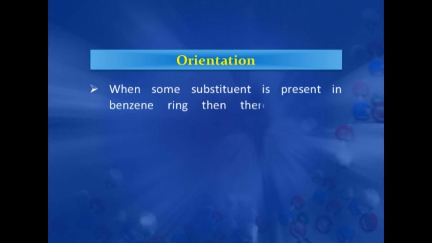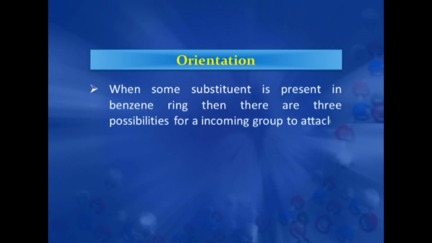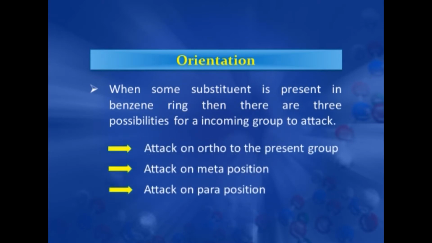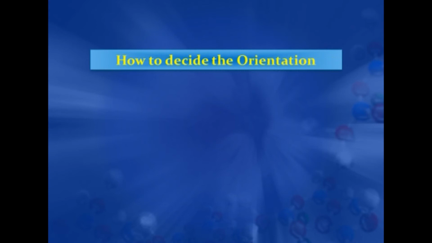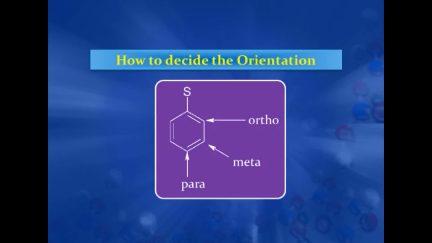Now, not only is the reactivity affected by the presence of a group, it also affects the orientation. Now, if we have one substituent, then there is a possibility for an incoming group. It can attack at ortho, it can attack at meta, or it can attack at the para position of the present group. Now, this is the substituent present on benzene. So, this incoming group can enter at ortho, meta or para position. Now, how to decide the orientation?